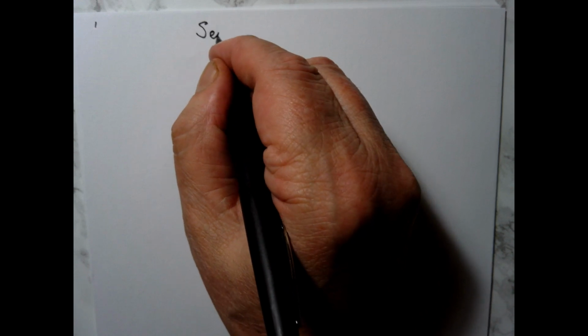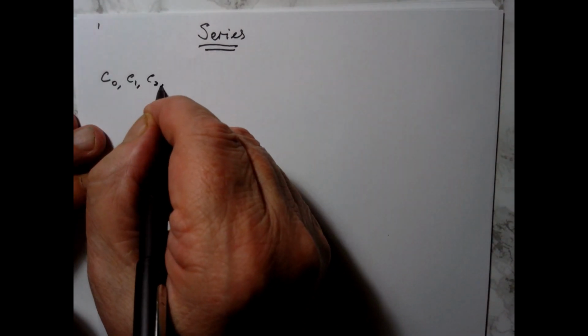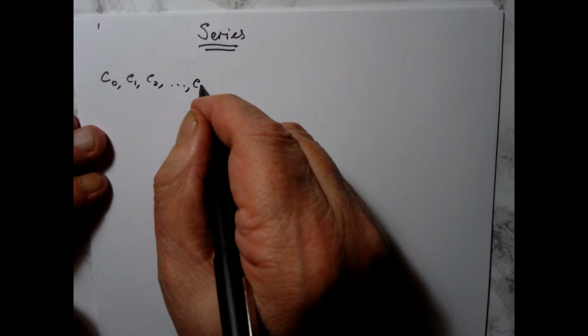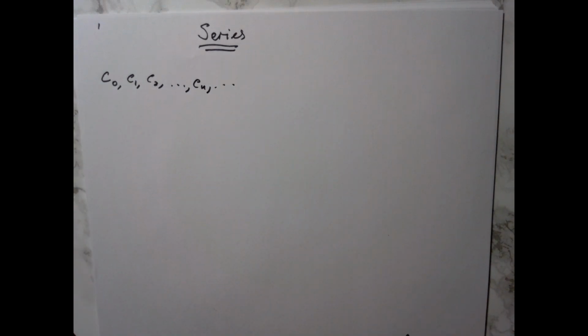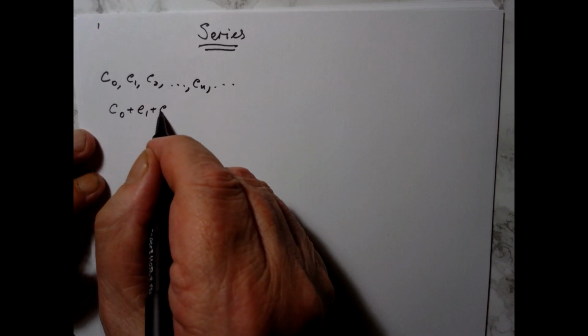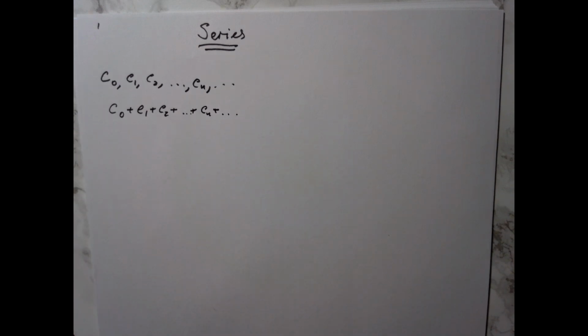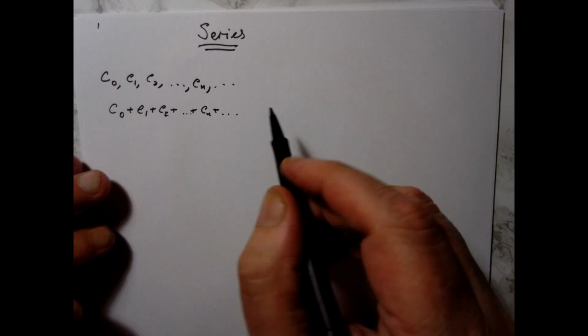Okay guys, so now we will talk about the series, and to begin with I'm going to tell you stuff that you probably know from calculus 2, but I just want to repeat it. We're going to take a sequence of numbers, say C0, C1, C2, etc., Cn, etc., and instead of having a comma between them, we're going to put a sign between them. So we're going to write C0 plus C1 plus C2 plus etc. plus Cn plus etc. And this particular expression is called the series.